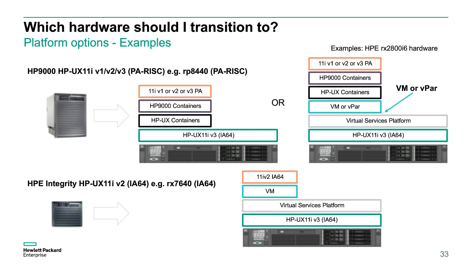So there's just a few examples. I've put the RX 2800 underlying here in all the examples, but this of course could be Integrity Blades or Superdome 2 instead. It's just easier to draw the RX 2800 on the diagram. So top left, we're going from an HP9000 system. It can be a V1, V2 or V3 PA-RISC system. We can drop all of those into containers.